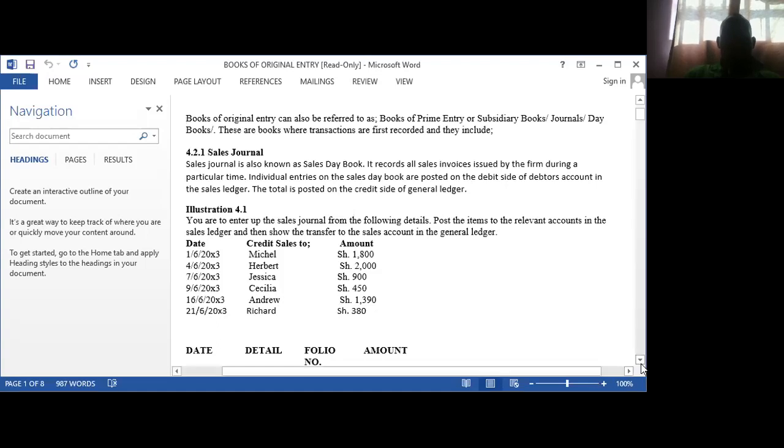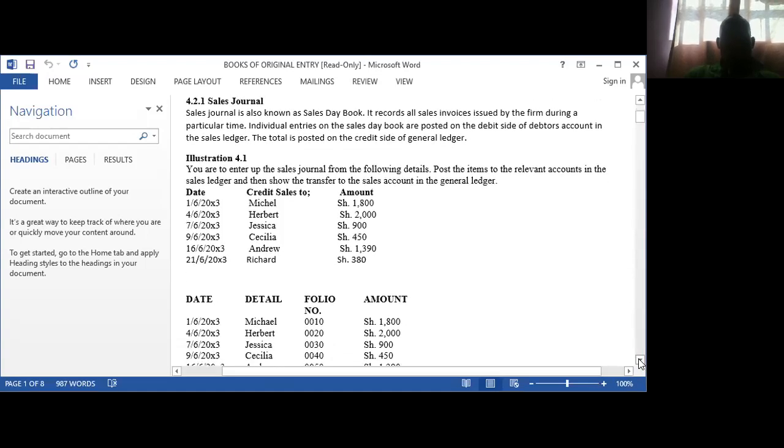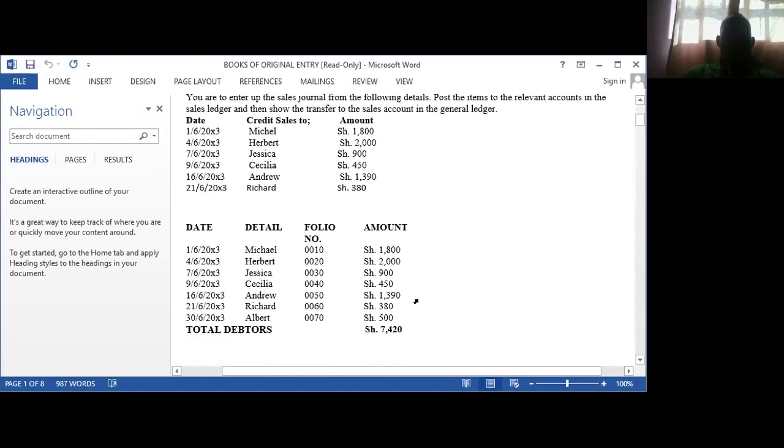If you are told to record this in the sales journal, this is the format of the sales journal. It has the column for the date, whereby we record the date the transaction took place, or the date the customer bought those goods. Then we have the details, which capture the names of those particular customers who bought the goods. Then the folio, which is the page where that particular transaction appears. And then we have the amount, the value of the goods that were bought on credit.